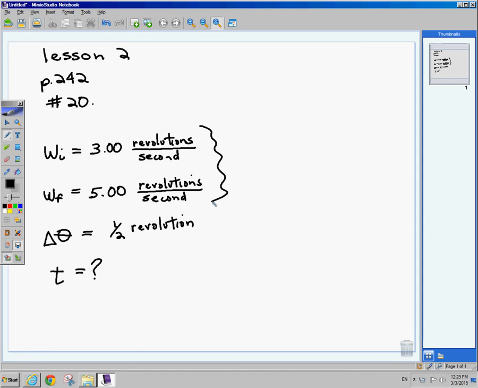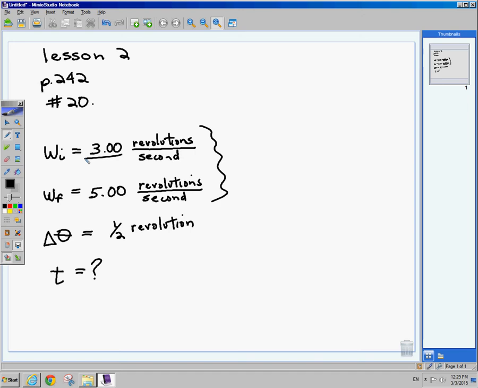angular velocity. Just like if somebody's going 55 miles per hour, that doesn't mean they're going to go 55 miles. That just means if they kept going that speed for an hour, they would go 55 miles. Yes? No? Yes. Okay.